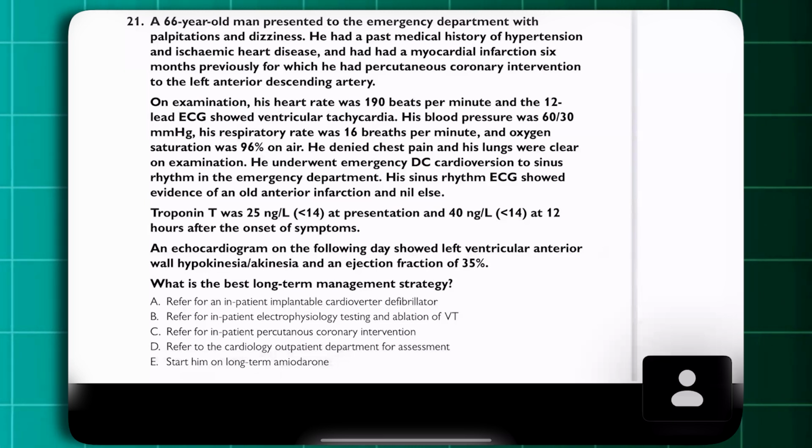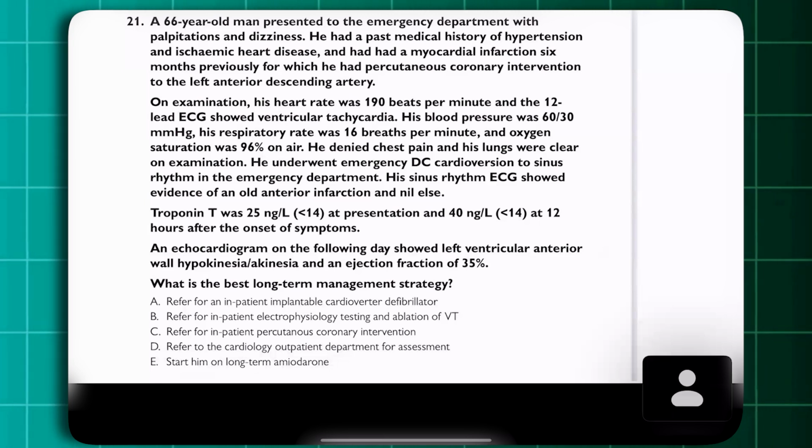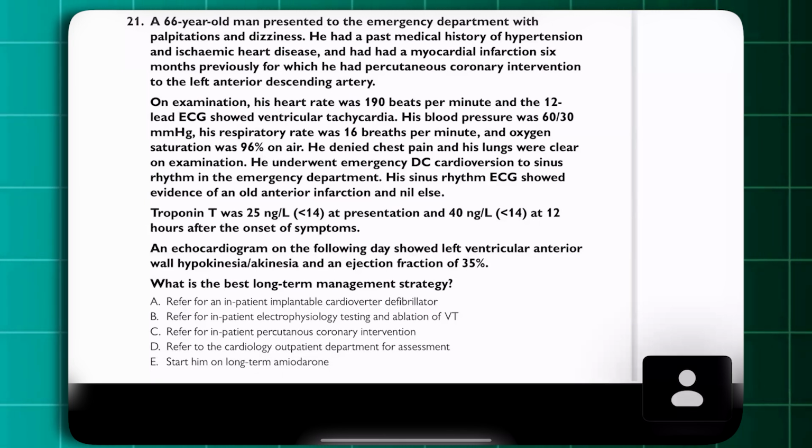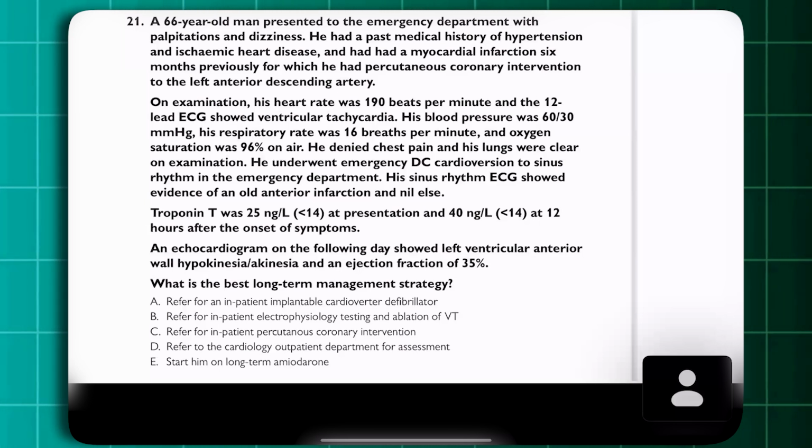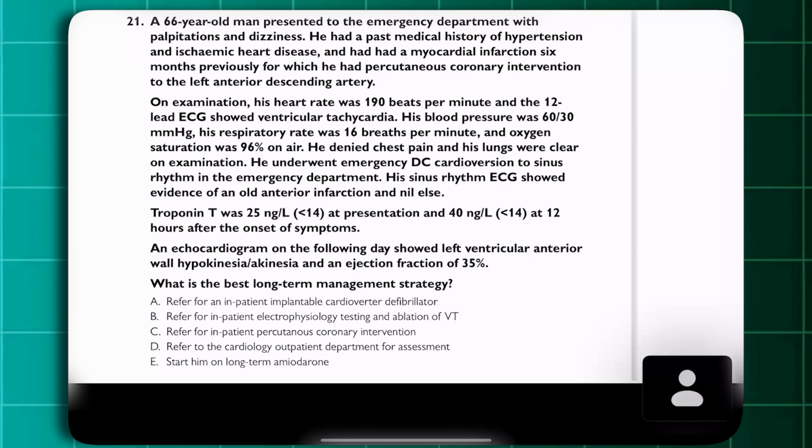The second option is referral for inpatient electrophysiology testing and ablation of VT. That is not the answer here because the patient needs a long-term ICD. Electrophysiology testing and ablation of VT can also be done, but the VT has already been terminated here, so that is not the answer.